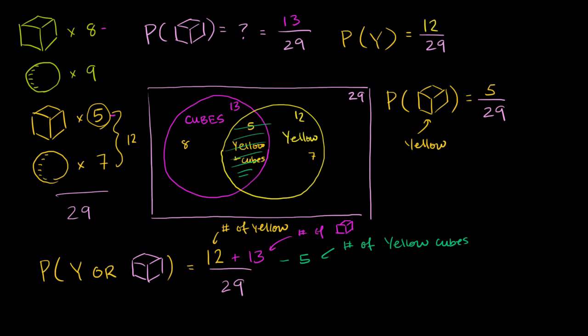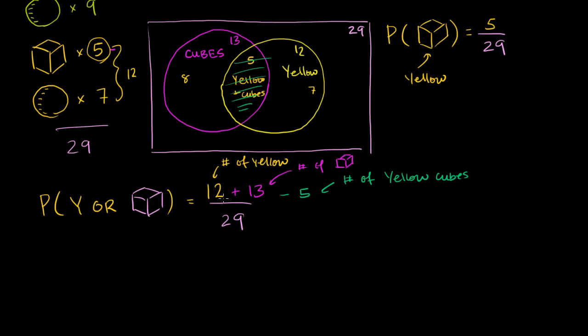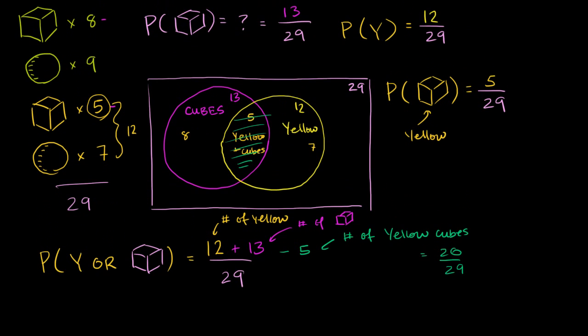Or another way to think about it, you could just do this math right here. 12 plus 13 minus 5 is what? It's 20, right? Did I do that right? Yep, it's 20. So that's one way, you just get this is equal to 20 over 29. But the more interesting thing than even the answer of the probability of getting that is expressing this in terms of the other probabilities that we figured out earlier in the video.